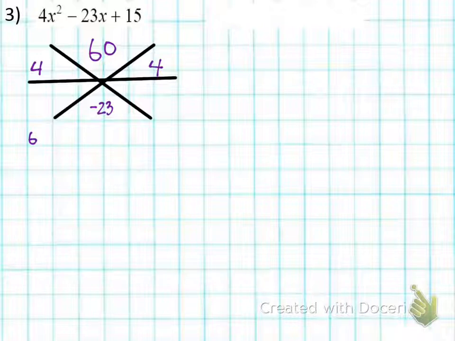So we're doing our factors of positive 60. So let's start with negative 1. What's negative 1 times what is positive 60? Good. Does that add up to negative 23? No, keep going. What about negative 2? Negative 2 times what is negative 60? Does that add up to negative 23? No. What about negative 3 times what is negative 20? Good. Does that add up to negative 23? Good. So these are my factors, okay?